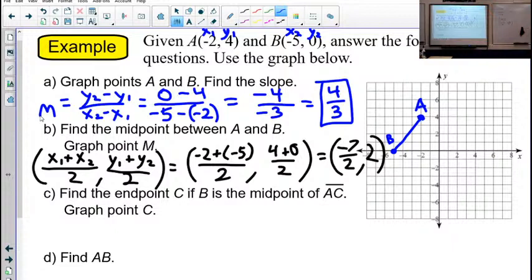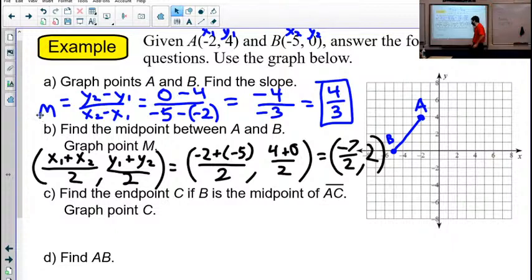Slope being 4/3, yeah, that makes some sense. Slope of 4/3 means it's positive, means it's going up from left to right. And 4/3 means we're going up 4 and to the right 3. Up 1, 2, 3, 4, and to the right 1, 2, 3. There we go. So 4/3 does make sense for our slope.